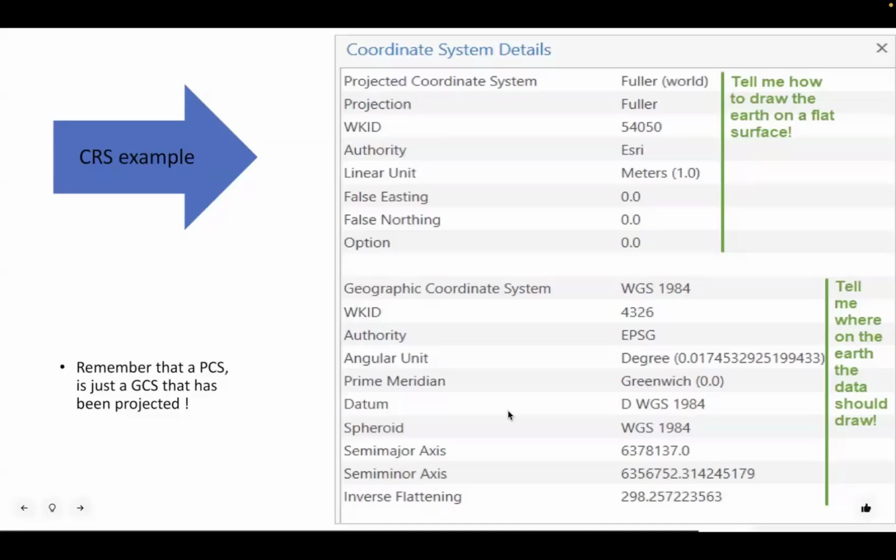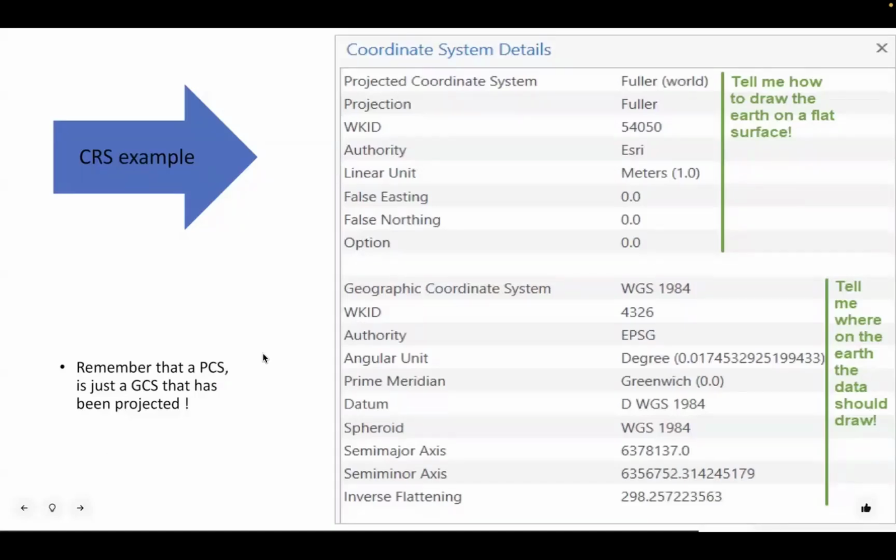The decision on which system to use depends on the regional extent of the area you want to work in, or the analysis that you want to do, and often the availability of the data. So key takeaways from this are that the GCS, which we see at the bottom here, tells me where on Earth the data should draw. And the PCS tells me how to draw the Earth on a flat surface. So for example, if we're analysing burglary hotspots, then an appropriate coordinate reference system ensures accurate distances and spatial relationships.